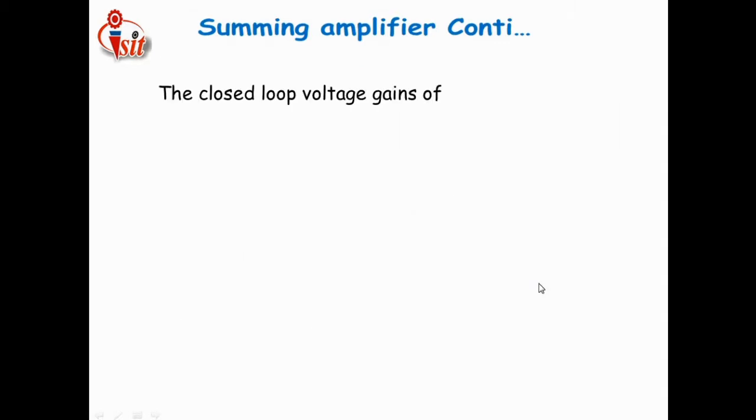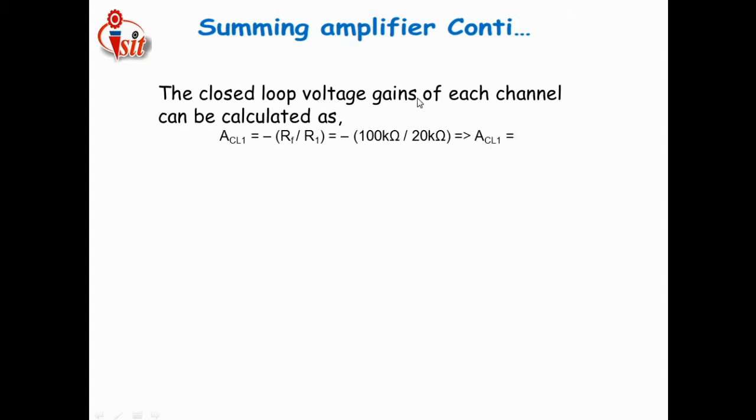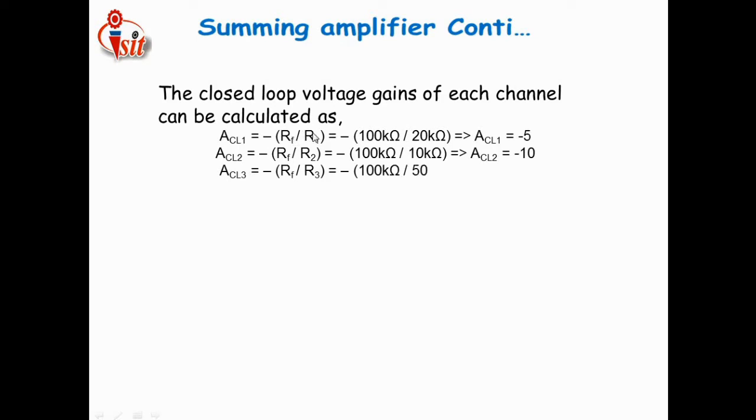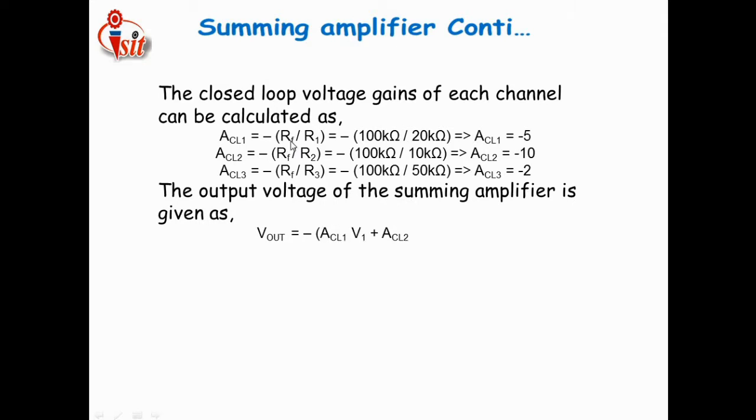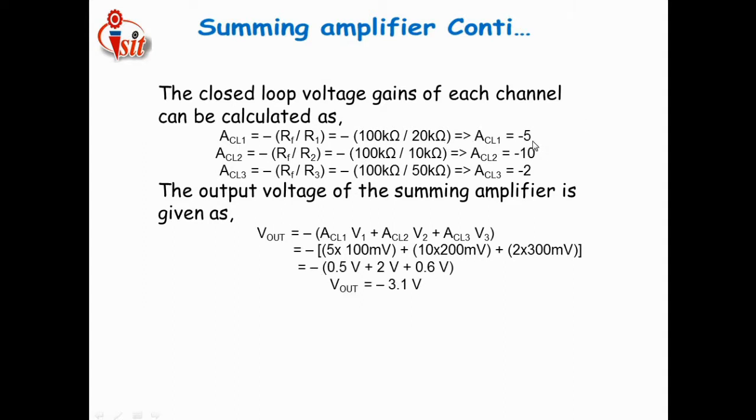Then what is the output related to this summing amplifier? The closed loop voltage gain of each channel can be calculated as ACL1 is equal to minus RF by R1. This is the gain calculation for the inverting terminal of the op-amp. Then put in the values of RF and R1 from the previous circuit diagram. The gain that comes out is minus 5. Similarly, we calculate the gains of closed loop gain 2 and closed loop gain 3. The gains are minus 5, minus 10 and minus 2.